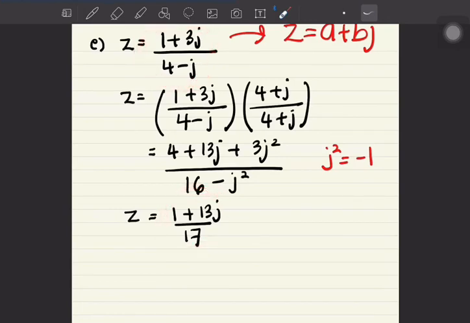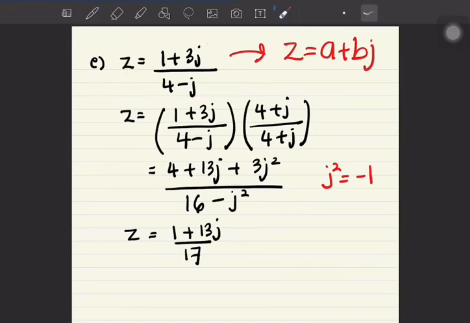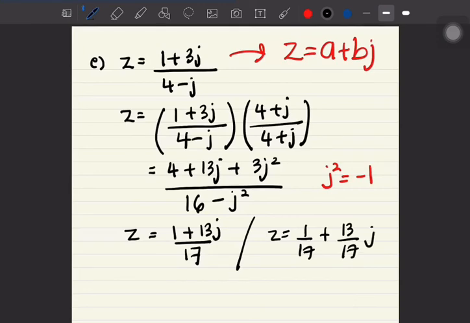Someone might ask, what is the difference between this one and this one? How come this one is in the general form of the complex number, although as you can see, this is also a fraction? The difference is that this is not in general form because you have this negative j, so you need to eliminate it. That's why you multiply by the conjugate of the denominator. When we apply this, the denominator part is left with a real value. If you split this, it's actually 1 over 17, so you can also write z is equal to 1 over 17 plus 13 over 17 j.